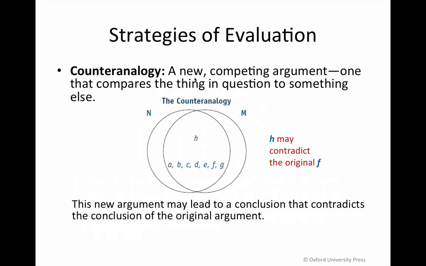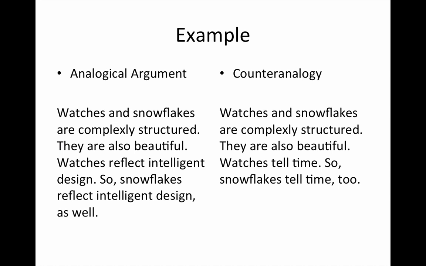In addition, counteranalogies, as well as unintended consequences, are both really helpful to determining whether or not a given analogical inference is strong. When we construct a counteranalogy, we use the items in question in the original argument, but we generate a new analogical inference that draws a different result. Here's the same example of the watch and snowflake argument, and then next to it is a counter analogy. Watches and snowflakes are structured complexly. They are also beautiful. Watches reflect intelligent design, so snowflakes reflect intelligent design as well. The counter analogy works as follows. Watches and snowflakes are complexly structured. They are also beautiful. Watches tell time, so snowflakes tell time too.